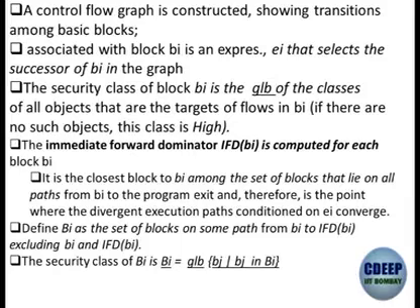Associated with each block is an expression EI that selects the successor of BI in the graph, and the security class of BI is the GLB of all the classes of all objects that are targets of flow in BI. If there are no such objects, this class is treated as high. The immediate forward dominator, IFD, is computed for each block BI. It is the closest block to BI among the set of blocks that lie on all the paths from BI to the program exit, and therefore is the point where the divergent execution paths conditioned on EI converge. Now you can define BI as the set of blocks on some path from BI to the immediate forward dominator of BI, excluding BI and the IFD of BI. The security class of BI is the GLB of all BJ computed in this way.